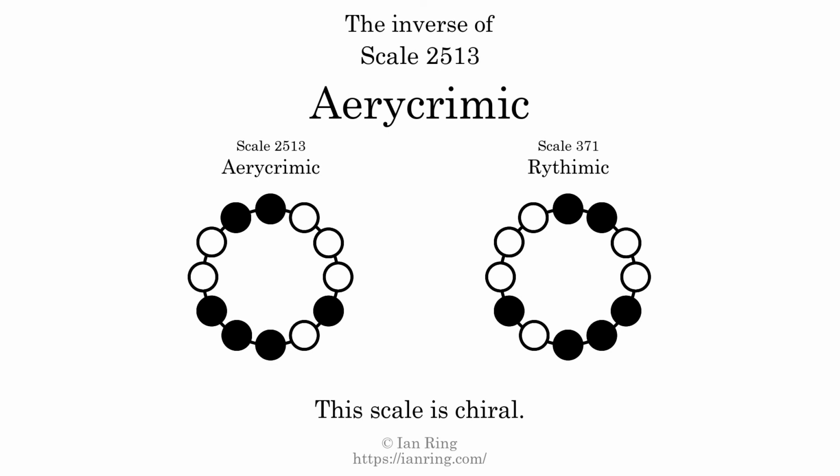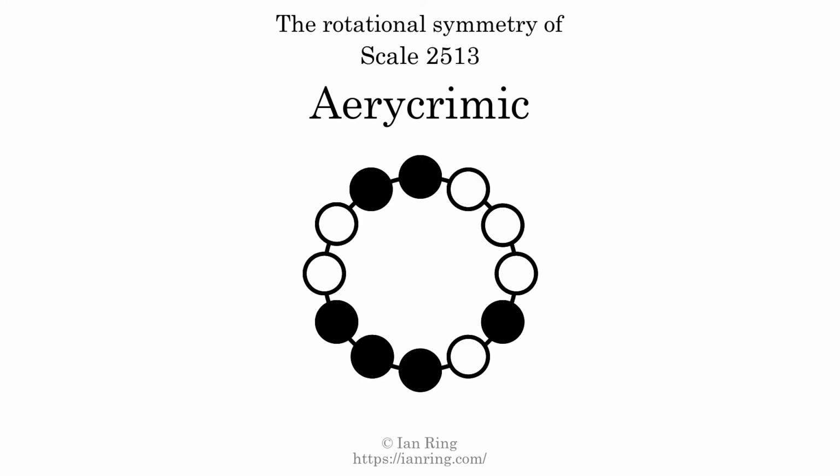The inverse of a scale is a mirror image. It is what you get when the sequence of intervals is reversed. The inverse of this scale is scale 371, also known as rhythmic. This scale is chiral. It cannot transform into its inverse by rotational transformation. This scale has no rotational symmetry.